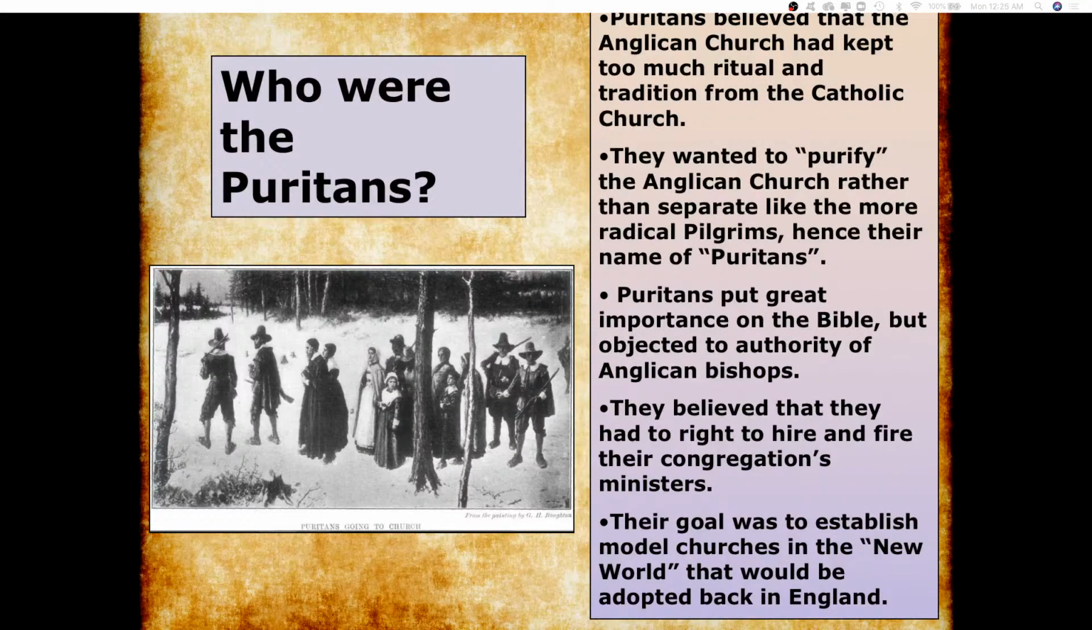Puritans are a unique breed. I mean, these guys are, how can I say this? These guys want to purify the Anglican Church and purify, well, everything. These guys are super into church, super into the Bible. I mean, bro, church is life for the Puritans. And what they want to do here in the New World is basically be the model Puritan church for everybody.